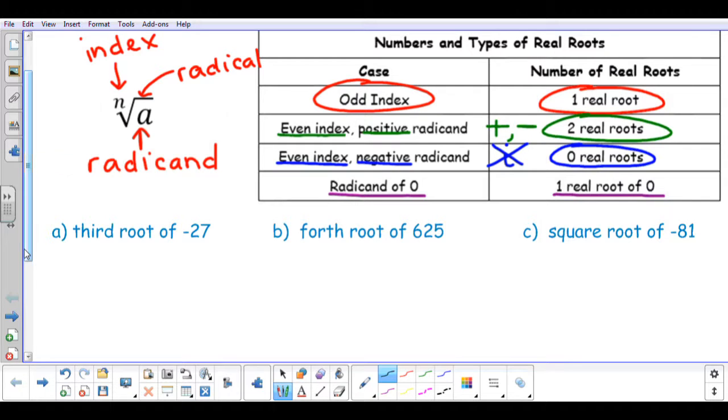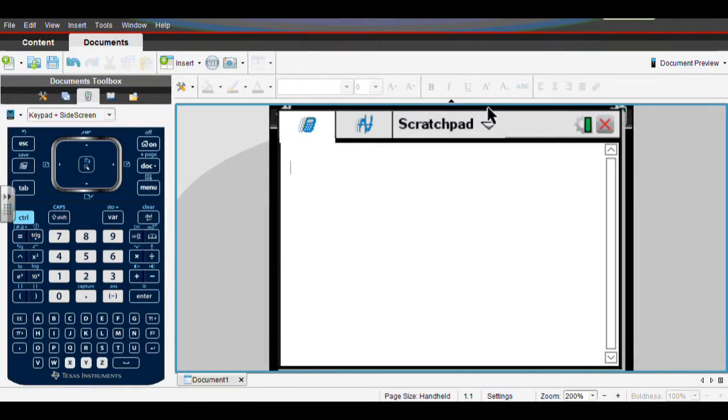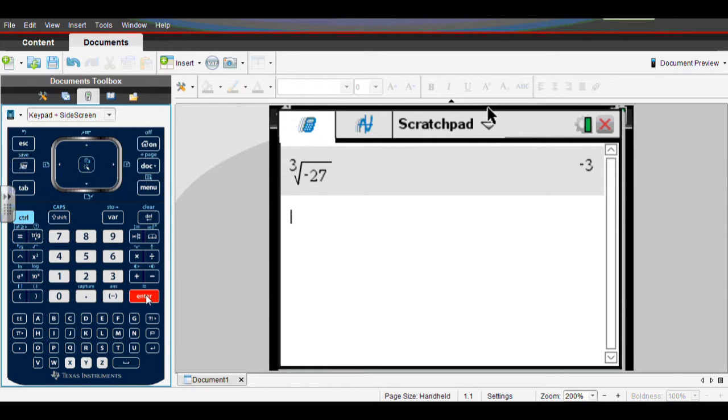In A, it says the third root of negative 27. So that would be an index of 3, and underneath my radical, I would have a negative 27. I'm going to put this into the calculator and see what value I would get. In my calculator, to put in the third root, I'm going to hit the control key and then the exponent button. I'm going to put the 3 in for the index, and then underneath the radical, I'm going to put in a negative 27. I'm going to hit enter, and I get that the third root of negative 27 is going to be a negative 3.